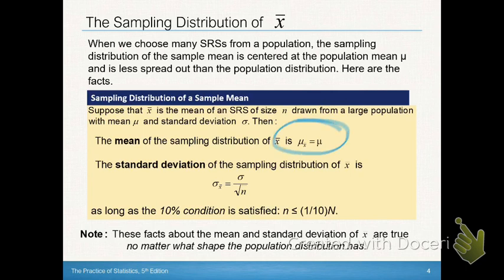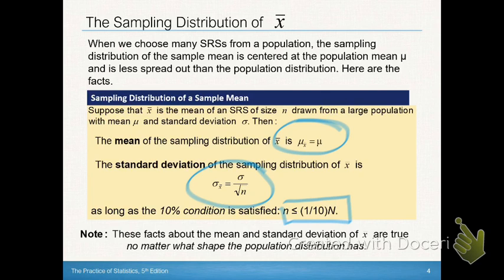We know that the mean of our sampling distribution is going to be equal to the mean of the population distribution. And we know that the standard deviation of our sampling distribution is going to be equal to our population standard deviation divided by the square root of our sample size. Don't forget that only works when either we are sampling with replacement or if our sample size is less than 1/10 of the population size. And both of these things are true whether or not the shape is approximately normal.